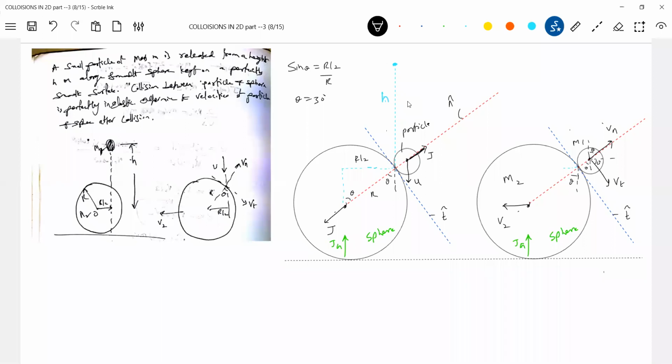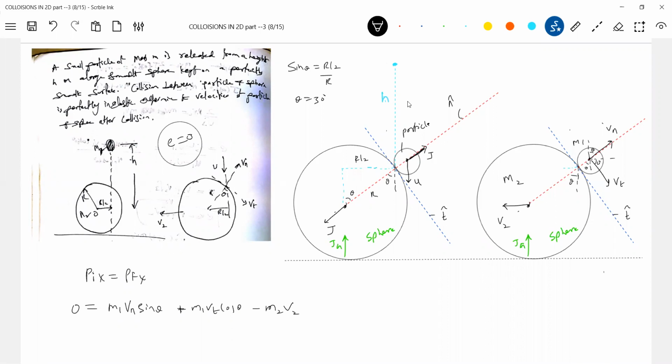Can I conserve momentum along x-axis? And moreover, e equal to 0 is given. Perfectly smooth collision between particle and sphere is perfectly inelastic. E equal to 0 condition given. Can I conserve momentum along x-axis? Yes, I can conserve momentum. What is the initial momentum? 0. Final momentum: m1 Vn sin theta plus m1 Vt cos theta minus m2 V2.